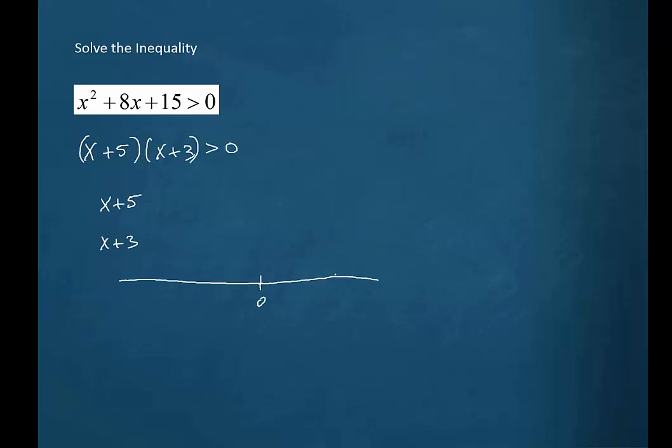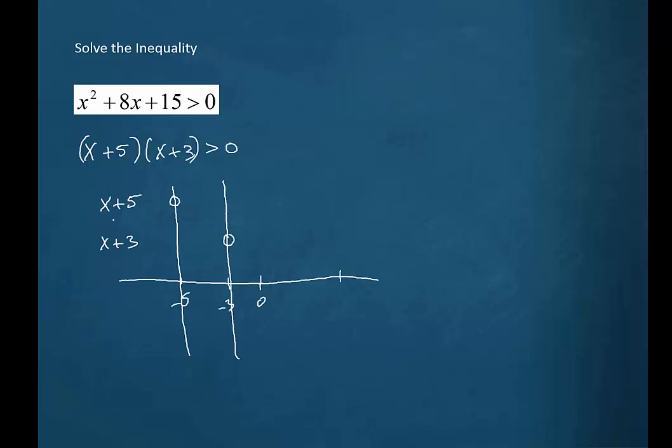x + 5 is 0 when x is -5. So we'll put a 0 that lines up this factor, x + 5, with this value, -5. x + 3 is 0 when x is -3. So I'll put a 0 that lines up x + 3 with this value, -3, on the number line. And this time, again, we've broken the number line up into 3 parts.